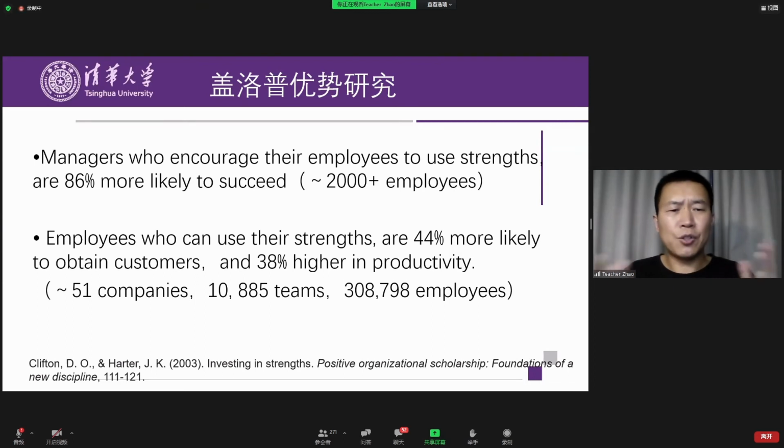Another survey found that managers who encourage their employees to use strengths are 86% more likely to succeed. That's a survey of over 2,000 employees. Another study, on an even bigger scale, looked at 300,000 employees from 51 companies, over 10,000 teams. They found that employees who can use their strengths are 44% more likely to obtain customers and 48% higher in productivity. So you really need to do more in strengths.